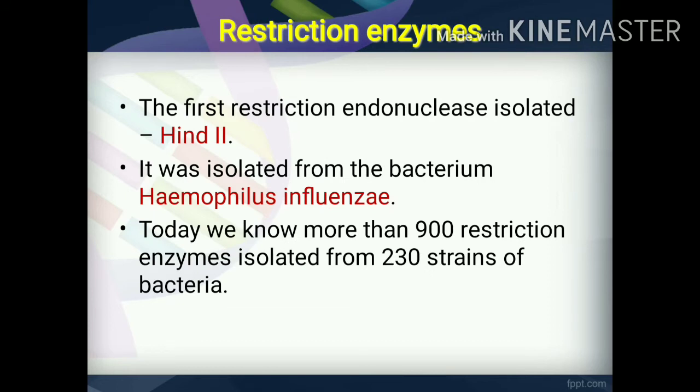The first restriction endonuclease isolated is HindIII. It was isolated from the bacterium Haemophilus influenzae. Today we know more than 900 restriction enzymes isolated from 230 strains of bacteria.